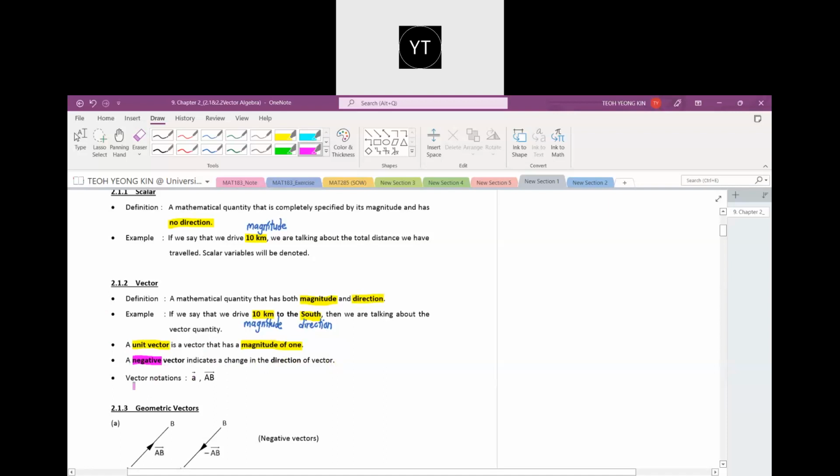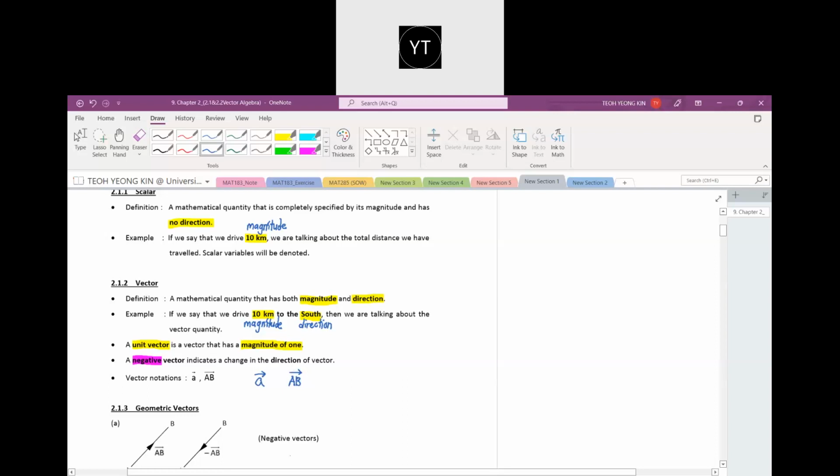So the vector notation, sometimes dia guna A ke B ke, dengan atas ada anak panah. So we can use A or AB, it's up to you lah. But we need to put an arrow on the top of the alphabet. Let's say AB, and then we put an arrow above the alphabet. So this arrow means that we are dealing with vector. Kita sedang tengok pasal vector.